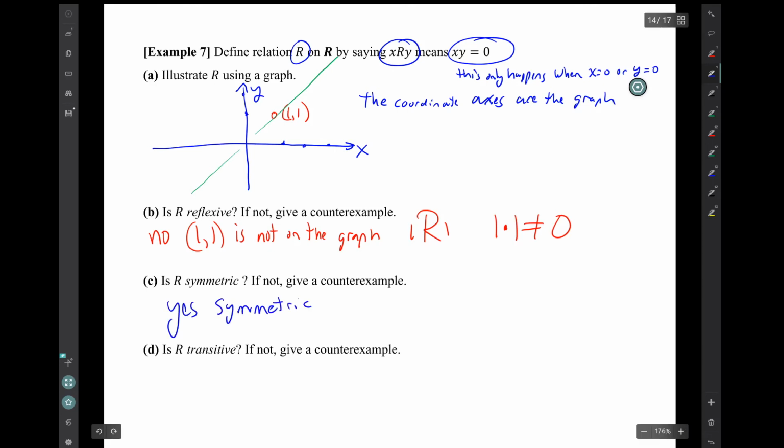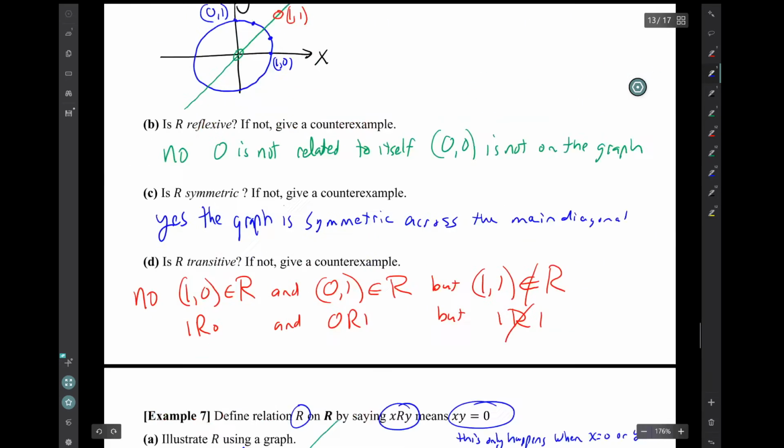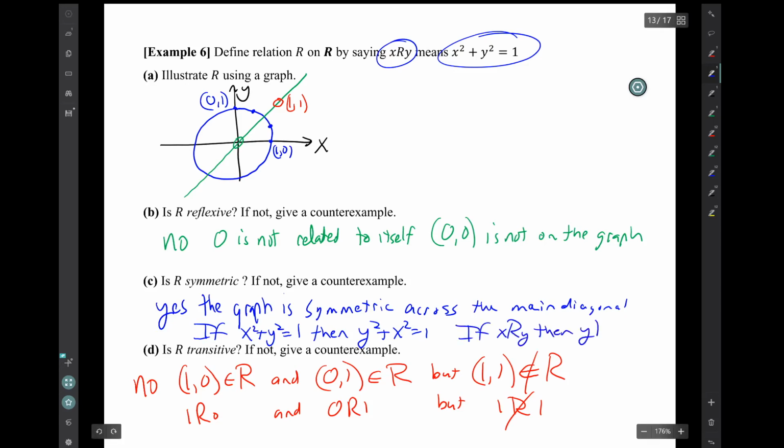In terms of the equation, we could say this. If xy equals 0, then yx is equal to 0. So if x is related to y, then y is related to x. We could have done something like that earlier with this example of the circle relation. So if x squared plus y squared equals 1, then y squared plus x squared equals 1. So if x is related to y, then y is related to x. Let's go on.